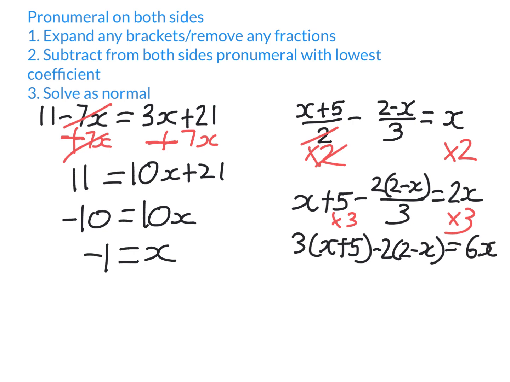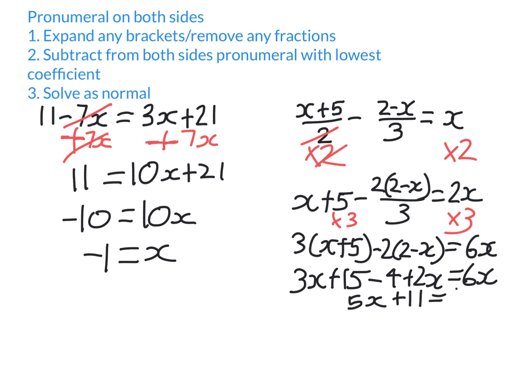Now I have brackets. I must expand the brackets. 3 times x, 3 times 5, negative 2 times negative 2, negative 2 times negative x. Okay, so now we have 3x plus 2x is 5x, 15 minus 4 is 11.